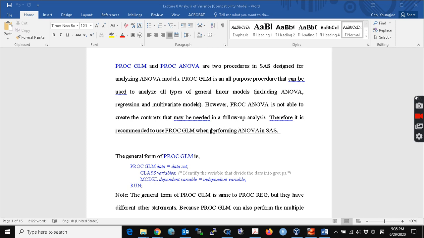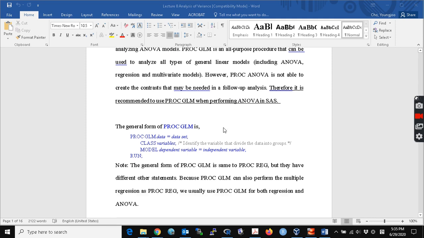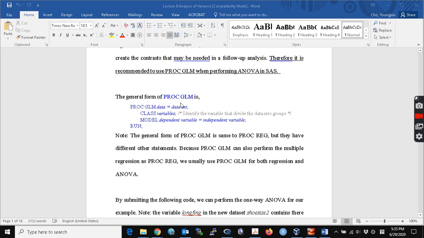I recommend using proc GLM for ANOVA in SAS, because proc ANOVA is not able to create the contrasts that may be needed in the follow-up analysis. For contrasts, I will explain later. The form is proc GLM data equals data. Then we use the class variables, which divide the data into groups, and the model statement, which is the dependent variable equal to the independent variable. So it's the response variable equal to the variable used as the predictor.